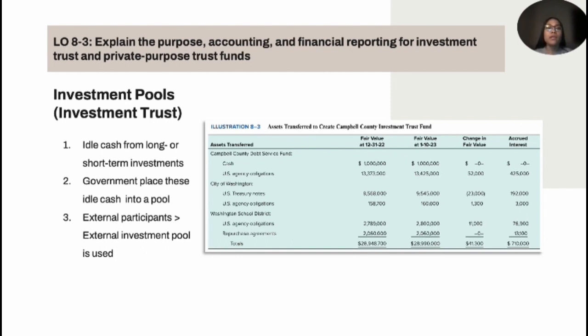Typically, governments possess idle cash from their long term and short term investments. With effective management of investment, they may place these funds into a pool that is under the control of a treasurer or professional investment manager, and this individual is responsible for making investment decisions on behalf of the fund's investors. This illustration is an example of how assets are transferred into an investment pool to create an investment fund.